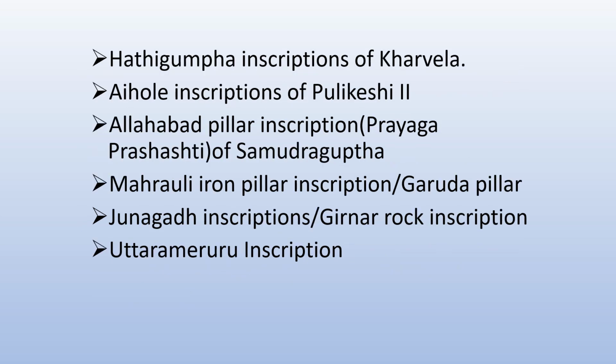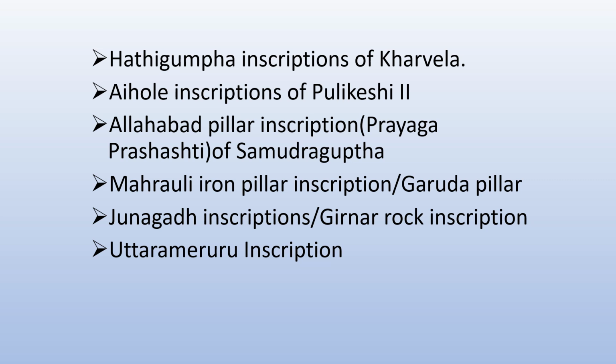Some of the important ancient Indian inscriptions are the Hathigumpha inscription of Kharavela, Aihole inscription of Pulakeshin II, Allahabad pillar inscription of Samudragupta, Mehrauli iron pillar inscription or Garuda pillar, Junagadh inscription or Girnar rock inscription, and Uttaramerur inscription. So let's learn each inscription in detail.